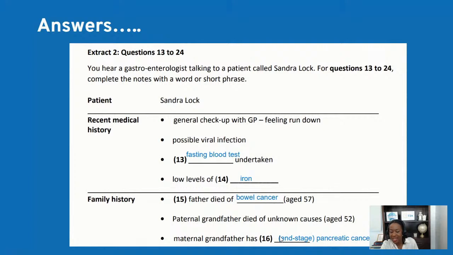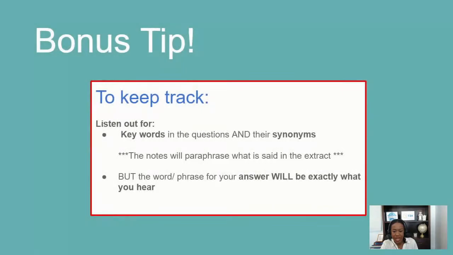And then for number 16, you will have predicted another condition, perhaps not specifically this condition, but you will have known it would have been another medical condition that needed to go in there. So hopefully anticipating the answers has helped you out a little bit there. So let's move on and think of just something else that could possibly help you if you did find that a little bit tricky. Now, sometimes it can be difficult because it's hard to keep track of where you are.